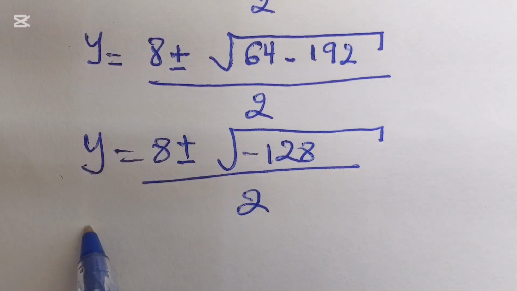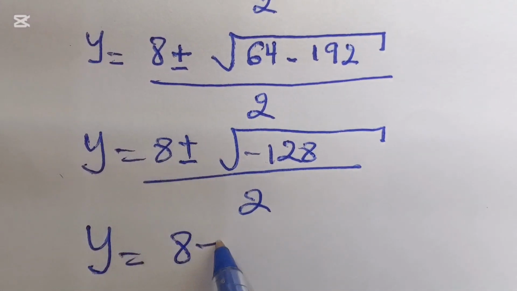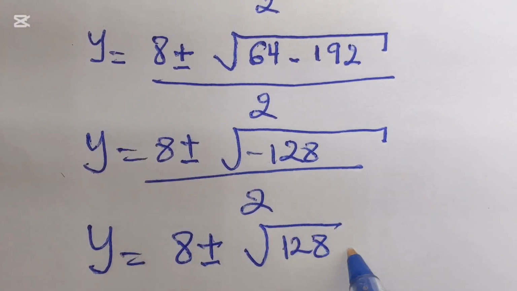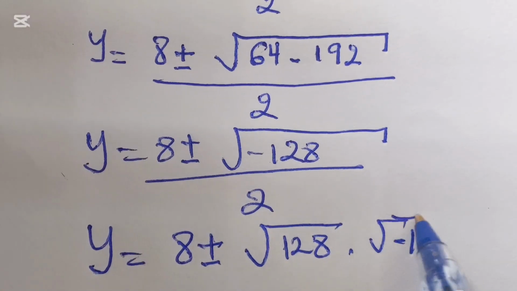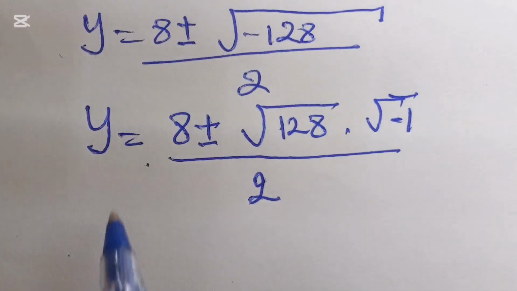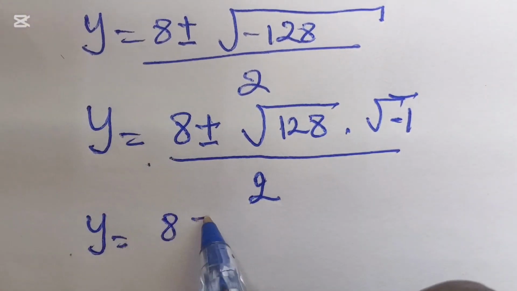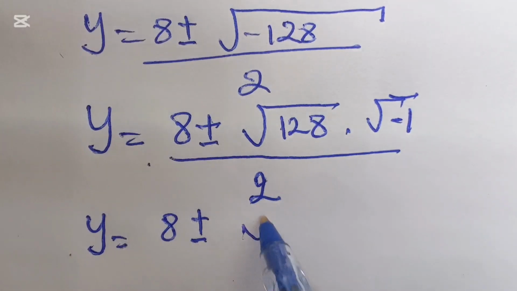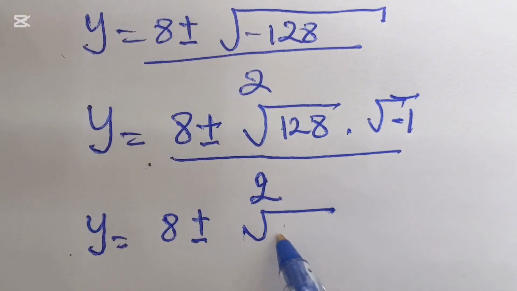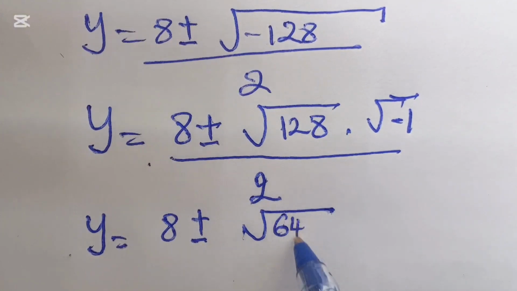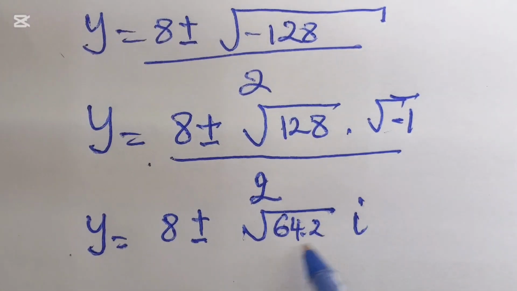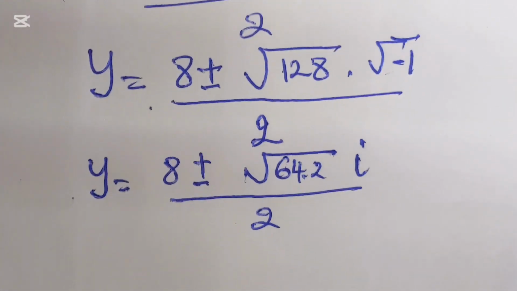Yes, this will be y equal to 8 plus or minus the square root of 128 times the square root of negative 1, over 2, okay? This is not a perfect square, so we are going to find a perfect square inside this number: 64 times 2. The square root of negative 1 is equal to i, over 2, right?